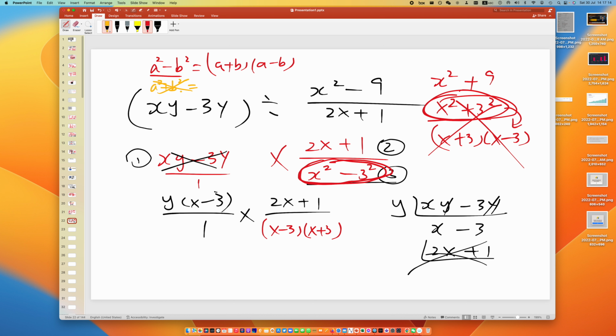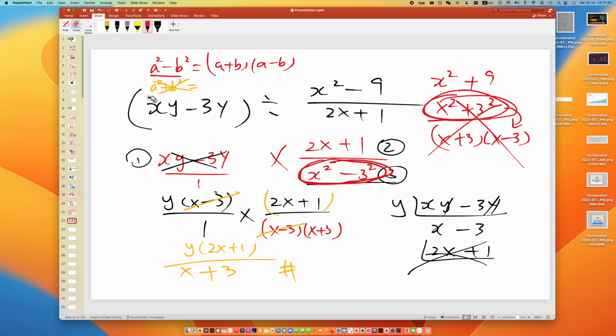So whenever you get something, you always check against the formula. If it's plus in between, no. If one of them is not square, cannot. So therefore, you can see x minus 3 gone. So you end up with y times this. When you multiply, there is a bracket here. No bracket, wrong. This is the answer. Okay?